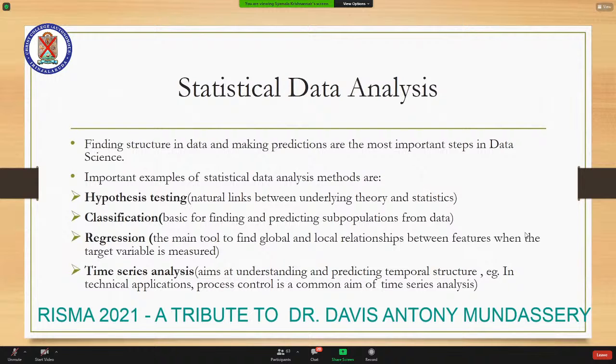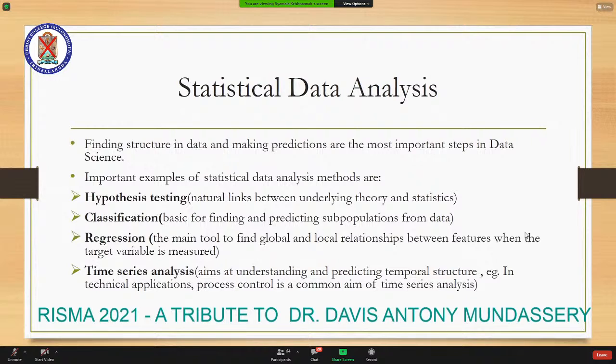So, important examples of statistical data analysis methods. I'm just giving some examples that we can use. There are so many different ways. Advanced ones are there, hybrid ones are there, but an important one is hypothesis testing. Here, hypotheses are the natural links between underlying theory and statistics. The next one is classification. Classification methods are basic for finding and predicting subpopulations from the data.